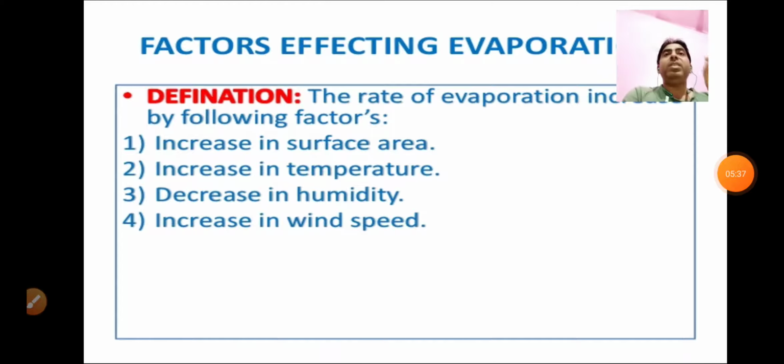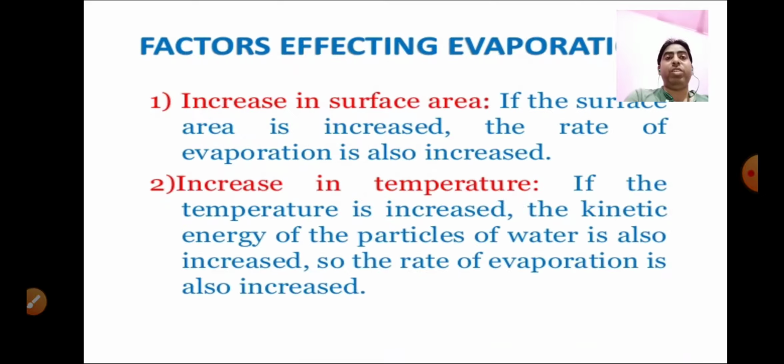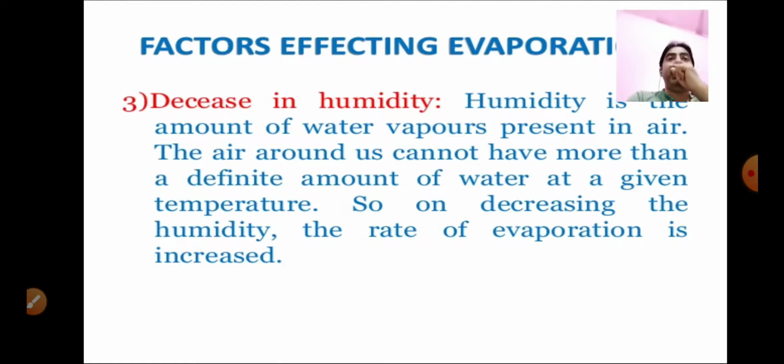Now we will see some of the factors affecting evaporation. The first is increase in surface area: the larger the surface area, the faster the evaporation of water. Second is increase in temperature: evaporation increases with the increase in temperature and vice versa. Third is decrease in humidity: the rate of evaporation increases when the humidity in the air decreases.